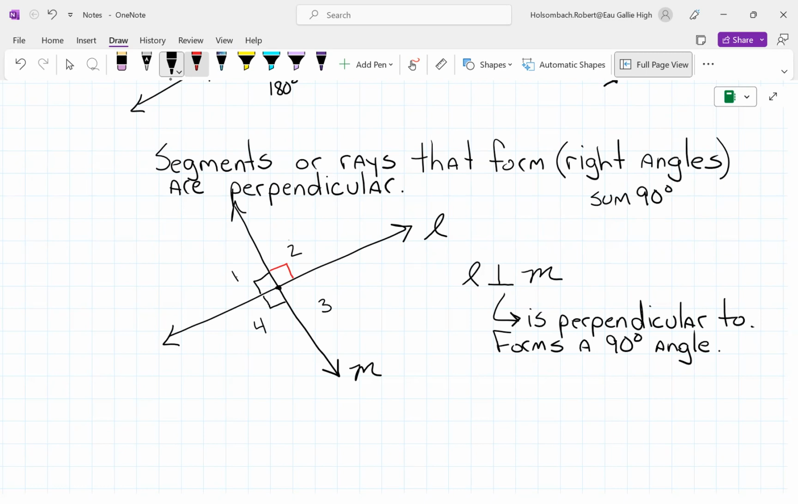And then if angle 4 measures 90, what's the measure of angle 3? Yeah, 90 for a bunch of different reasons, right? Angle 3 is congruent to angle 1. They're vertical angles. Angle 3 and angle 4 have all the same relationships as angle 1 and angle 2. They're supplementary, they're a linear pair, they're adjacent. All those things are true. Okay.